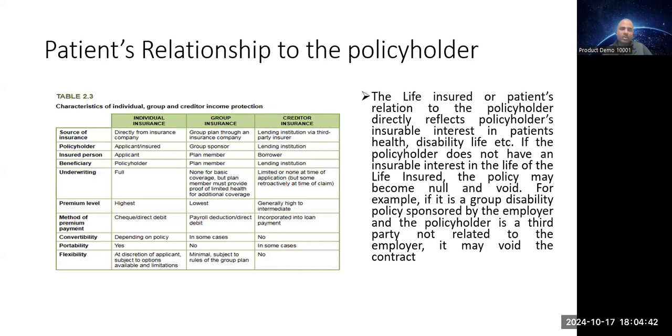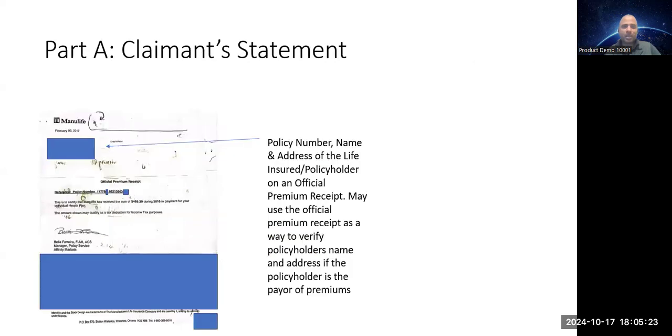So as you can see over here, you have your individual disability insurance policy, your group disability insurance policy, and your creditor insurance for disability. The policyholder for your group policy is your group sponsor, which in this case would be your employer, and for an individual policy it would be your applicant or the insured. It could also be another policyholder who's paying for the life insured. So again, you do need to indicate the relationship of the life insured to the policyholder, and this is the reason why.